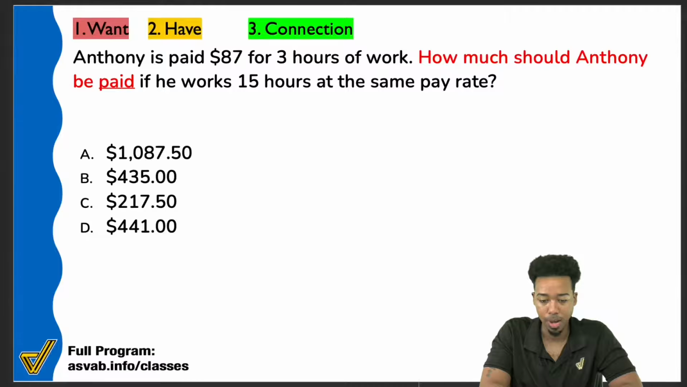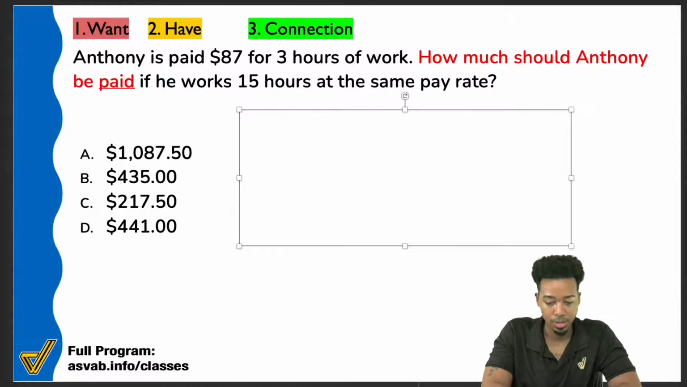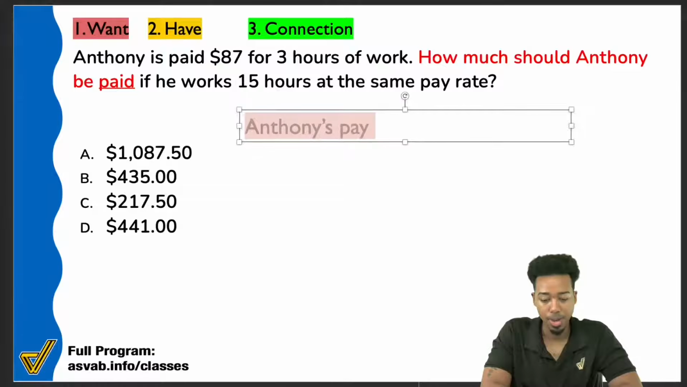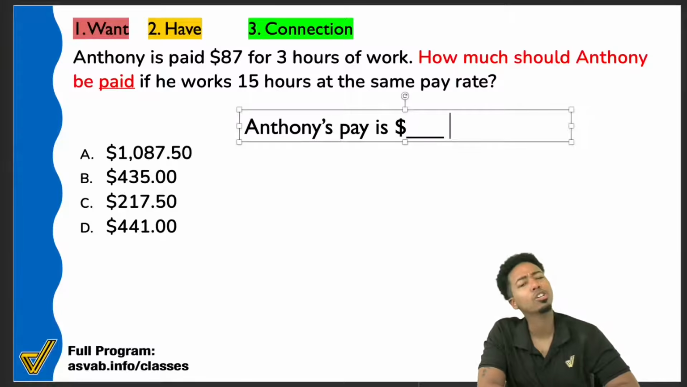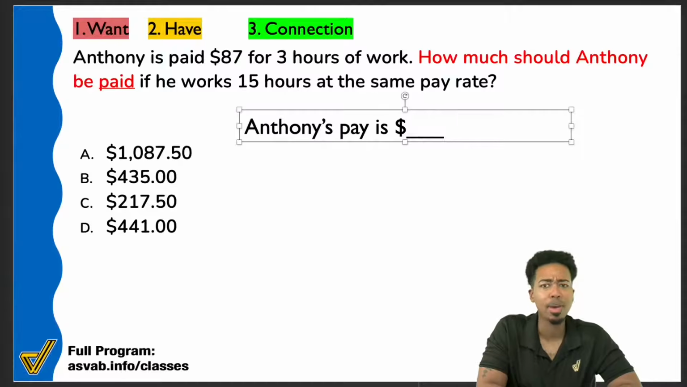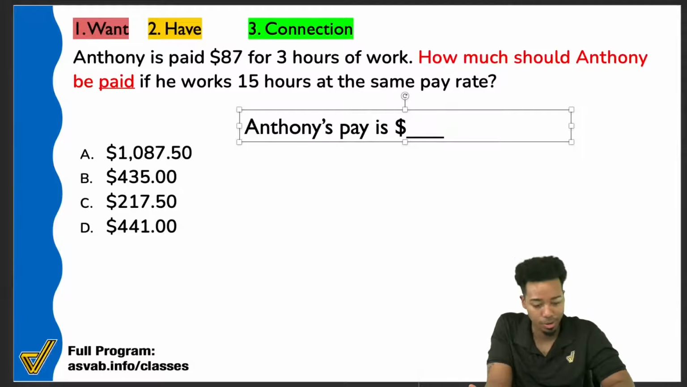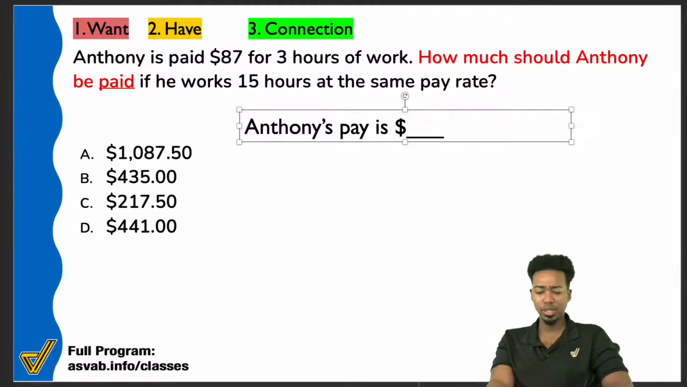Let's put a little text box that says, hey, we want to know Anthony's pay. Let me make that a little bigger for all of us there, right? Anthony's pay is blank. And do they include any information with that pay? Like what they're getting paid for? What is Anthony getting paid for, everybody? Help me out.